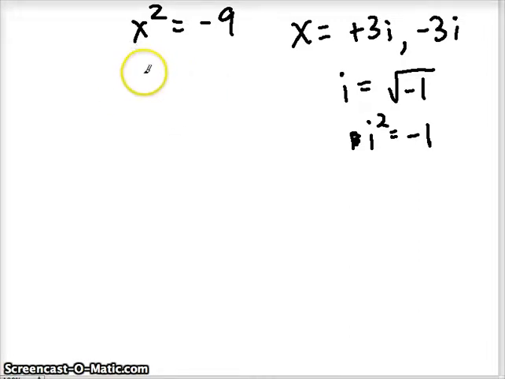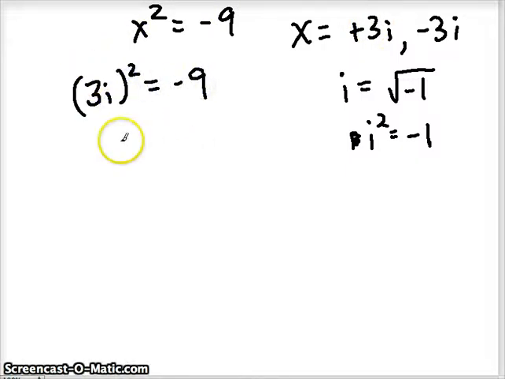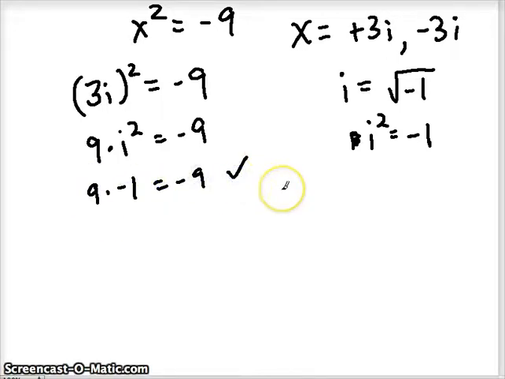So let's check positive 3i first. If I substitute 3i in for x, we have 3i squared. Does that equal negative 9? Well, let's see. We square everything inside the parentheses. So 3 squared is 9, and i squared is i squared. Okay, well, we said that i squared was negative 1, so really this is 9 times negative 1, and that does equal negative 9. So that works.